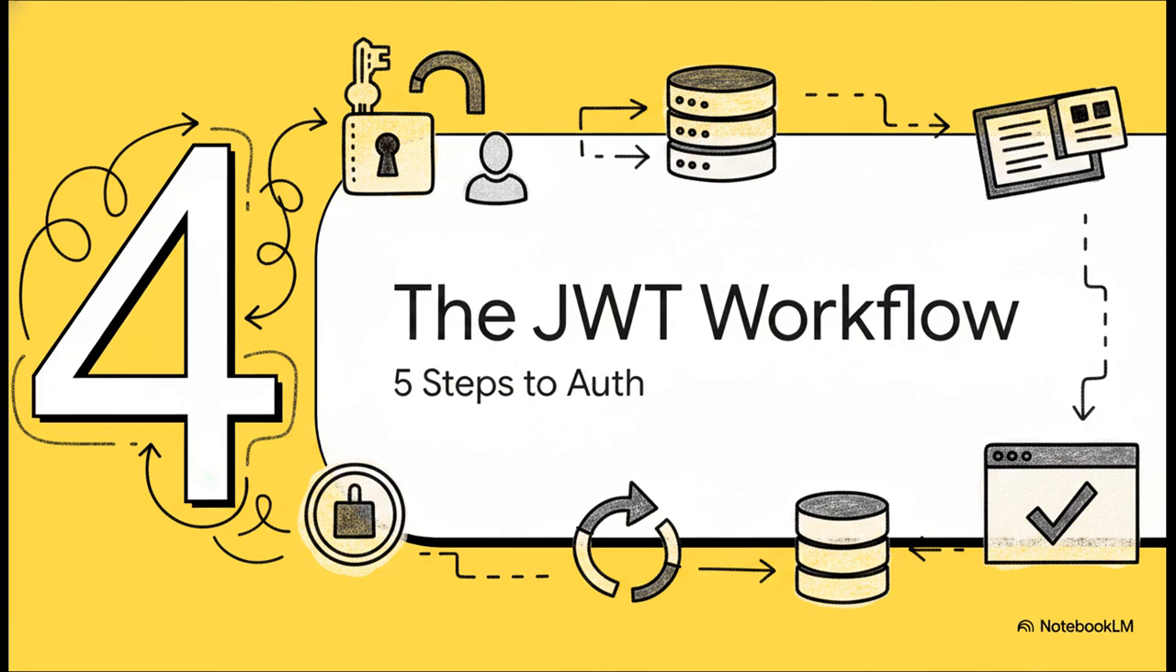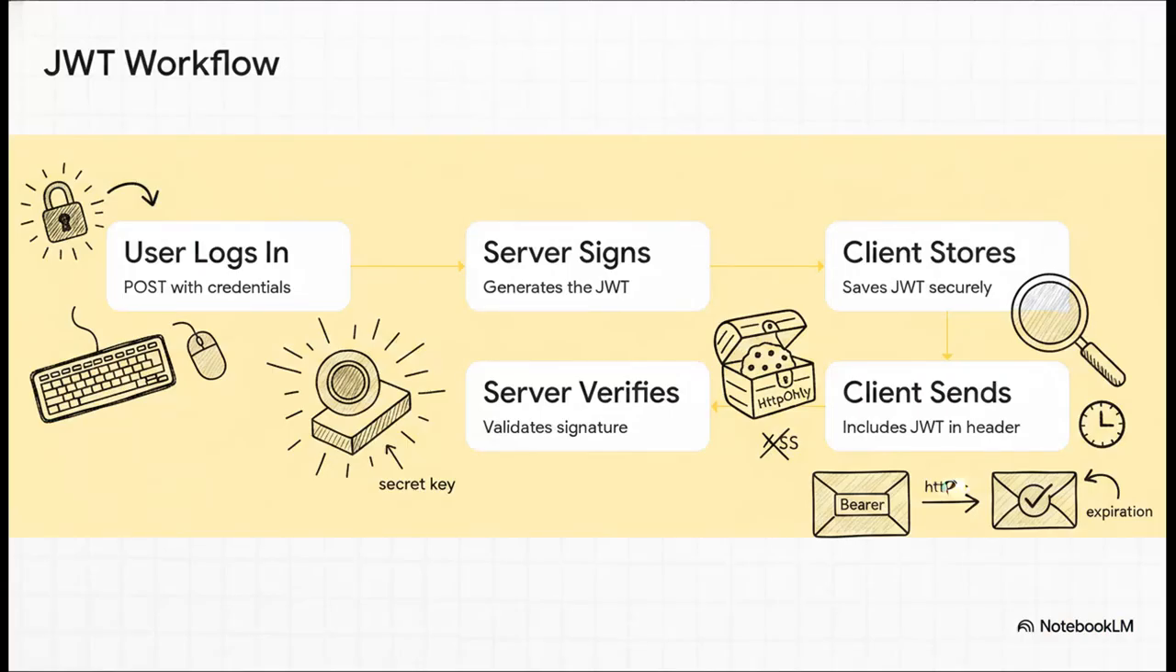Section 4. The JWT Workflow. 5 Steps to Auth. Let's look at this digital ID card in action. Here is the exact 5-step chronological journey of a JSON Web Token. Step 1. The user initiates a login, sending over a POST request with their email and password.